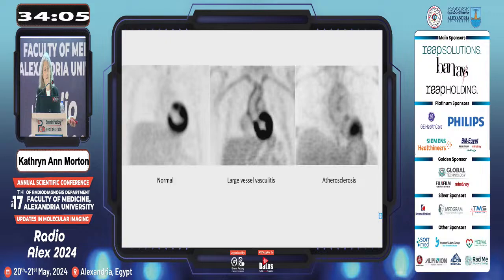Vascular uptake on FDG PET can be indicative of underlying disease. This is a normal patient. Usually you don't see much uptake in the wall of the vessels, the large vessels. This is a patient with a large vessel vasculitis, where you see diffuse uptake in the wall of the aorta and also in the subclavian arteries. This patient had atherosclerosis. Atherosclerotic disease tends to be much more patchy in its distribution.